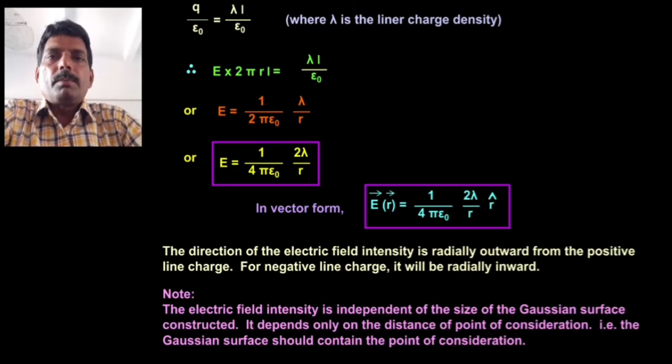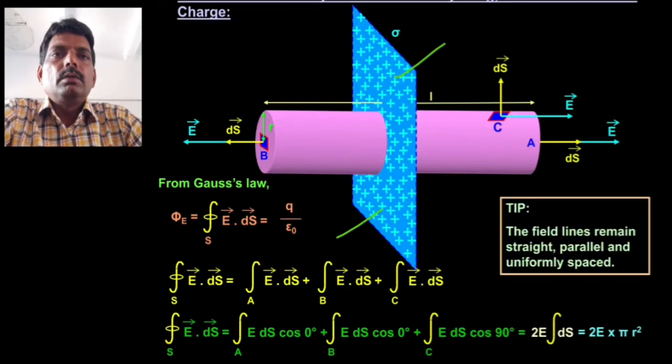E is equal to 1 upon 4 pi epsilon naught into 2 lambda upon r, that is, E is inversely proportional to r. Now, the electric field intensity due to an infinitely long thin plane sheet of charge. In this case also we discussed how to take the Gaussian surface for this thin plane sheet. Whenever you want to calculate the electric field intensity at a point, you have to construct the Gaussian surface. You constructed it as a cylinder, split it into 3 parts, and took the integral for each region.